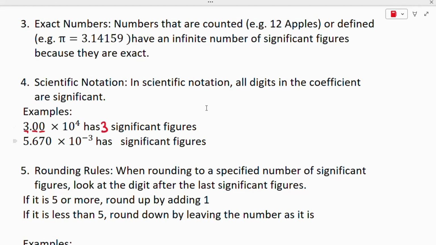For the next number right here, we have 1, 2, 3, 4. So this is four significant figures. So all digits in the coefficient are significant when it comes to scientific notation.